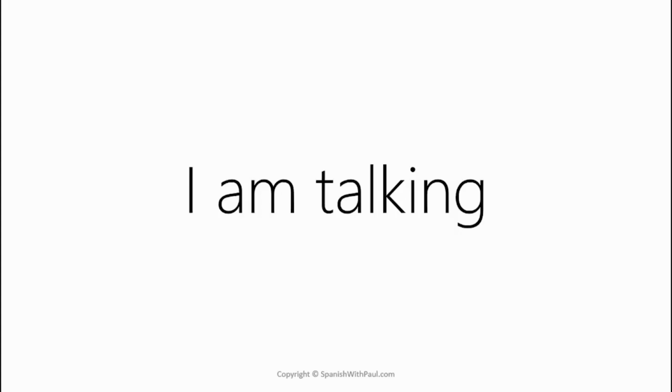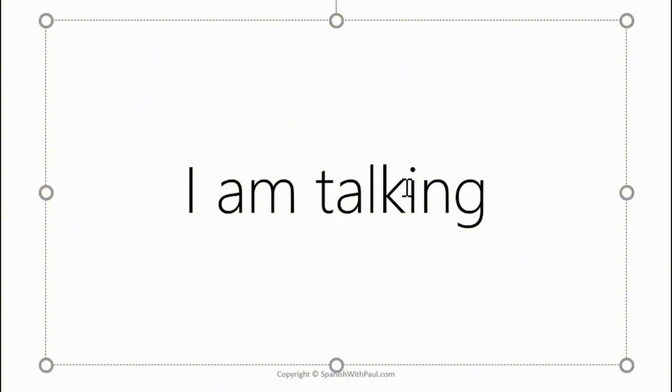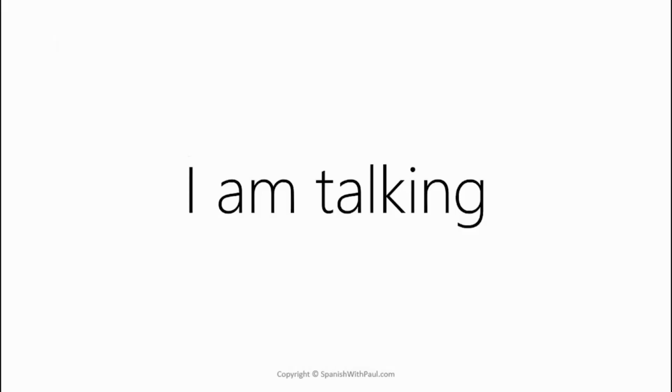So it doesn't matter if it's I am talking, you are talking, he, she, or it is talking, we are talking, they are talking. It's all some form of the verb to be partnered with an ing in the verb. So this is the present progressive.